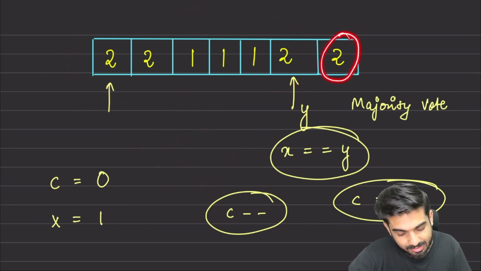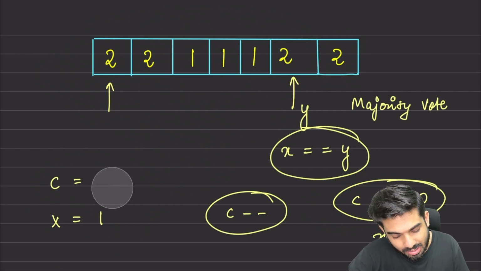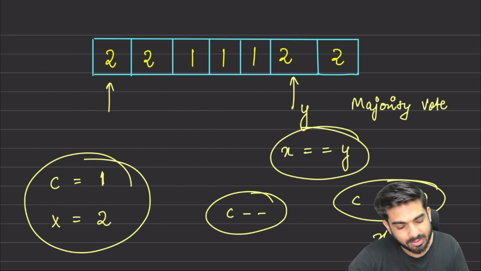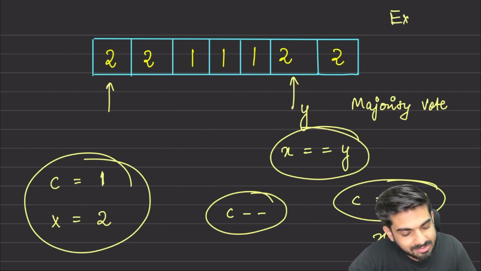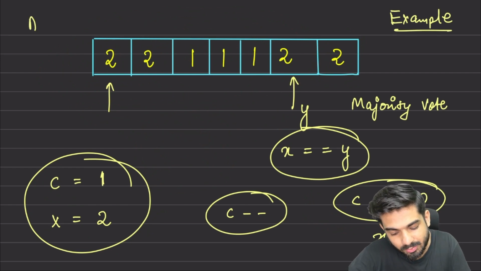You can see again the C value was 0. Since it is 0, we will set the current element, which is Y, as the value of X. So we set the X value as Y, which denotes the current element for us. The count value will also be updated: it will become 1 and the X value will update to 2. So if you see in this particular example, the majority element is actually 2 in this case.